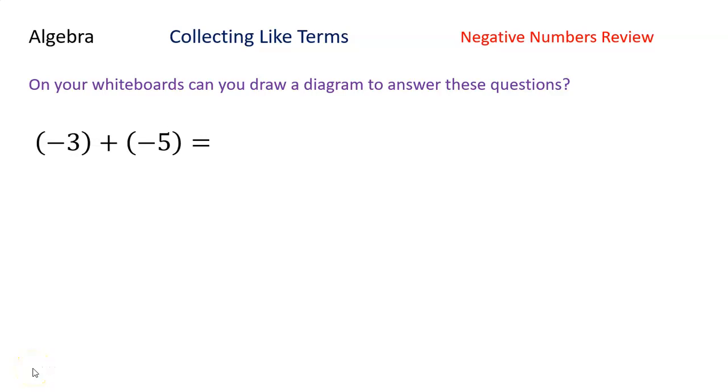Hello, today we're going to be looking at collecting like terms, and this is going to need us to use the skills that we learnt when we did adding and subtracting negative numbers. So, can you answer this question by pausing the video and drawing out counters or a bar model? Pause the video and have a go.